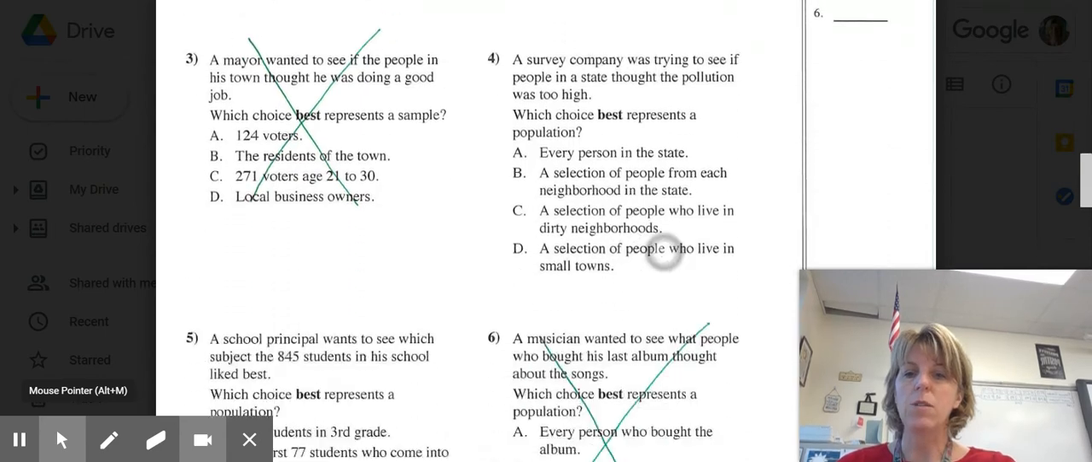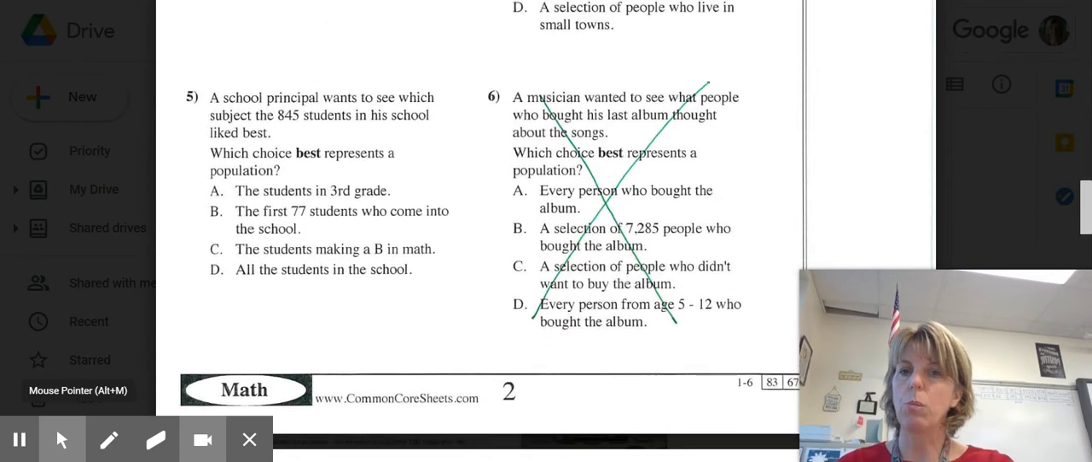All right, and the last one to look at is down here in the bottom, number 5. A school principal wants to see which subject the 845 students in his school liked best. So would he ask students in 3rd grade? No, because that's skewed, right? That's a skewed bias. The first 77 students who come into school, the students making a B in math, or all the students in the school. Well, all the students is the population, so it's not that.